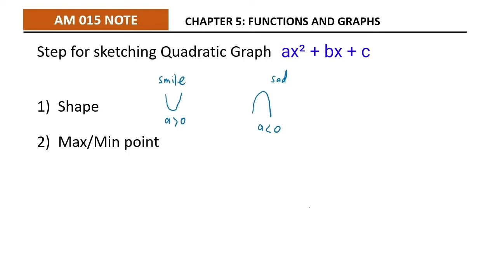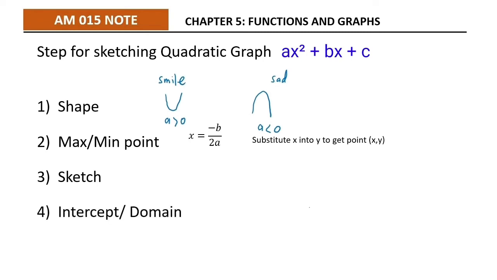Second, maximum or minimum point. Calculate x equal to negative b over 2a. Substitute x into y to get the maximum or minimum point. Then sketch the graph. The last one, find the x and y intercepts. X equal to 0 and y equal to 0.